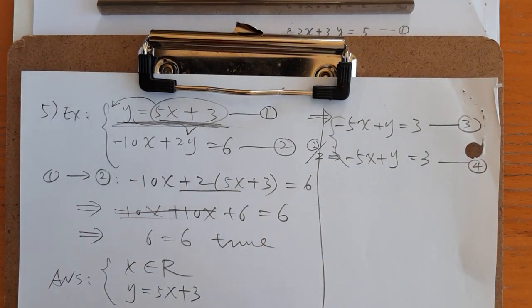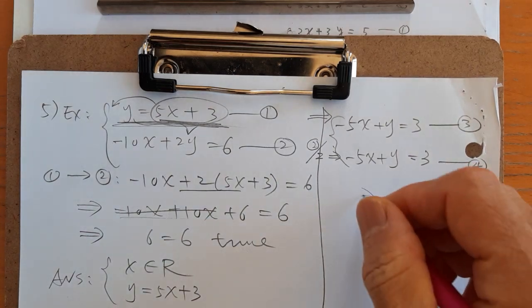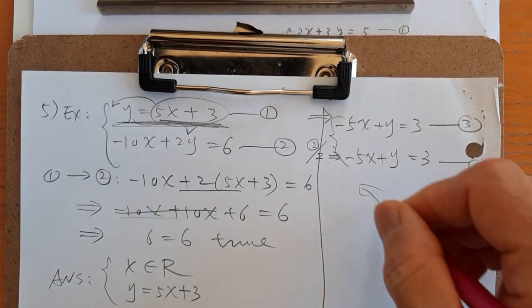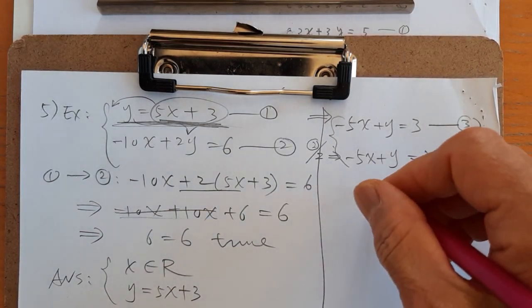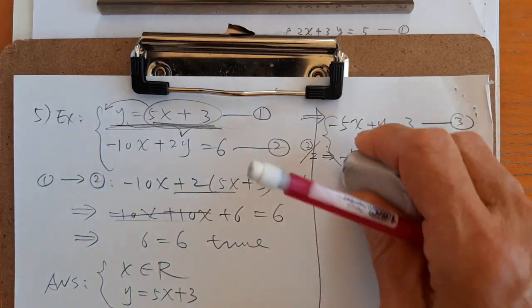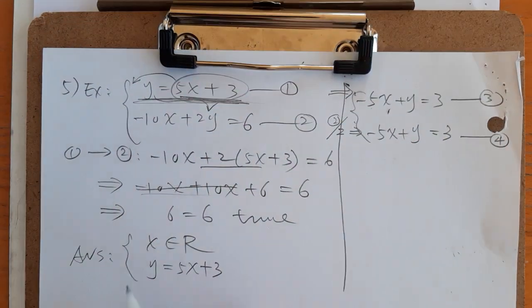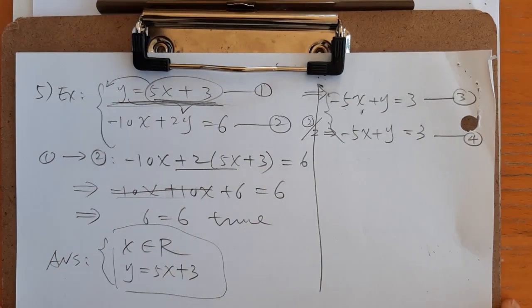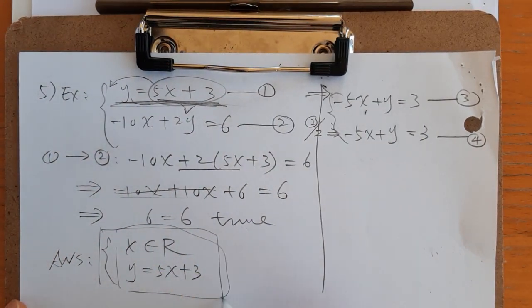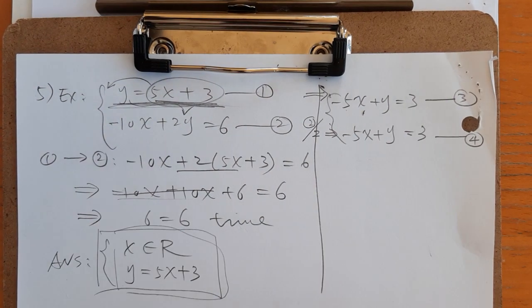So it's overlapping. The two lines are the same line. There are many intersection points. All the points on the line are solutions of this linear system. Many intersection points. So you write it this way. It's a solution of this linear system.